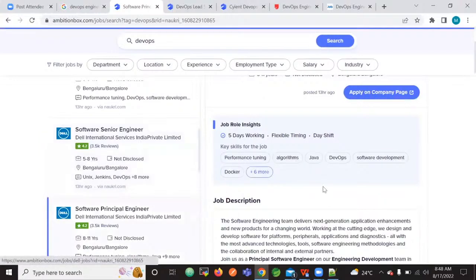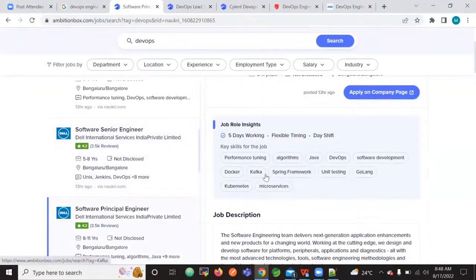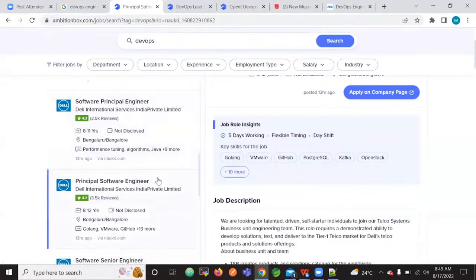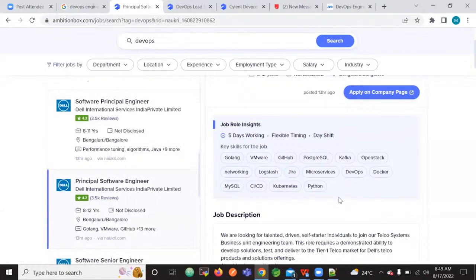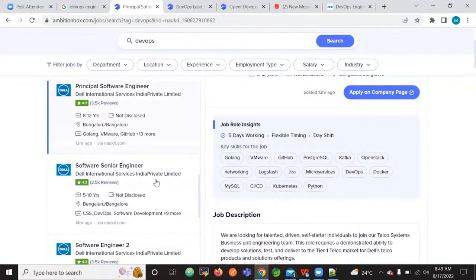And if you can see this software principal engineer, they are expecting DevOps, Kubernetes, and Docker. DevOps, Docker, Kubernetes, and of course microservices knowledge, and a principal software engineer. These are not our DevOps roles for sure, but if we can understand what they are expecting: DevOps, Docker, CI/CD, Kubernetes, right? And let us scroll down.